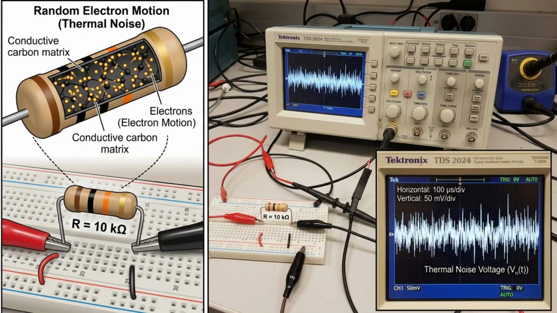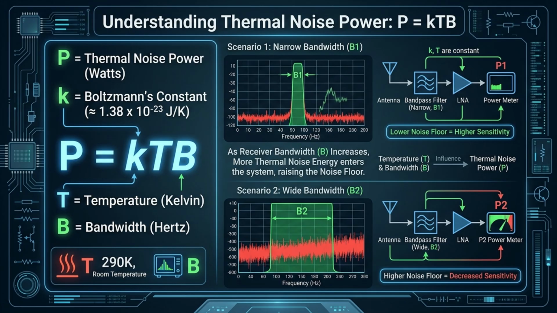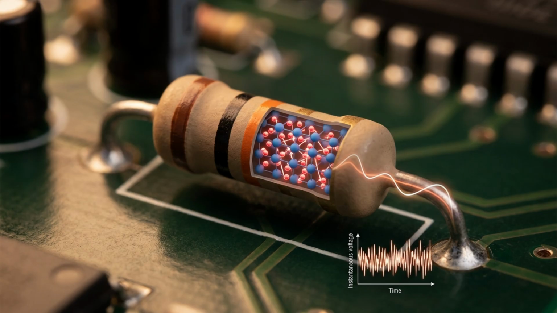Surprisingly, yes. In the previous lesson, we learned that increasing receiver bandwidth also increases the amount of thermal noise entering an RF system. This relationship is described by the well-known equation P equals kTB. But where does this thermal noise actually come from? One of its most common sources is a component found in almost every electronic circuit, the resistor.